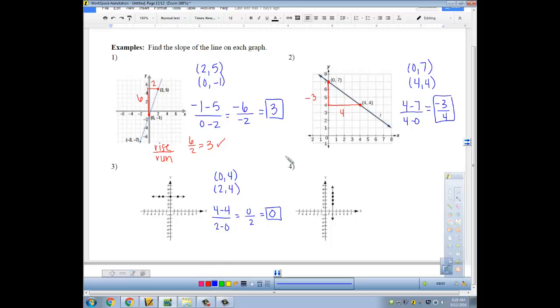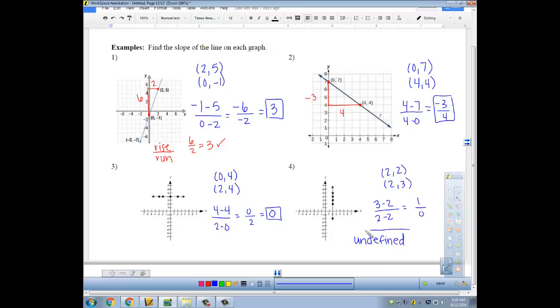For number 4, be careful with this one because some people think it's 0 as well, but it isn't. So pick 2 points again. I'm going to pick 2, 2, and 2, 3. Subtract your y's on top, 3 minus 2. Your x's on bottom, 2 minus 2, to get 1 over 0. Now you cannot do 1 divided by 0. You can do 0 divided by 1, but not 1 divided by 0. So if you have 0 in the denominator, that's going to be called undefined.